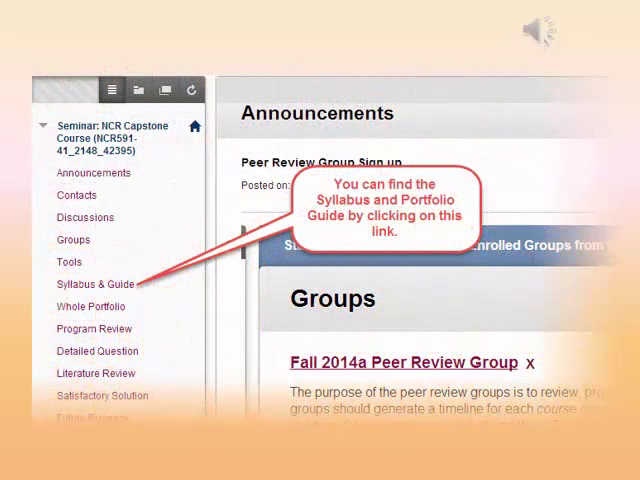The syllabus and portfolio guide contain everything you need to create your portfolio. All of my lectures follow the instructions in the portfolio guide. Grading rubrics are provided for each chapter of the portfolio. You must meet the grading rubric criteria to receive credit for the portfolio and the course.